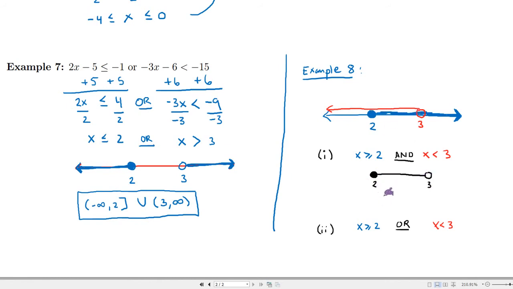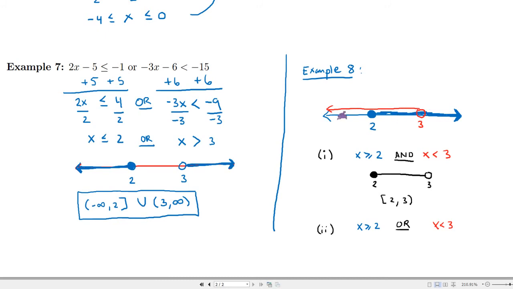And how would you write that as an interval? Well, that would look like 2 to 3, and we would have a closed bracket on the 2, but an open parenthesis on the 3. Now, if we were considering the union of these, remember, union is just you have to be in one or the other. So you could be in the red or you can be in the blue. Now, we're not talking about the overlap. We're just saying you have to be in one of those.